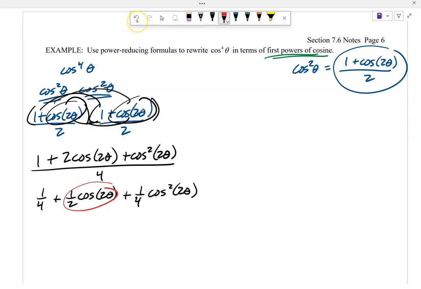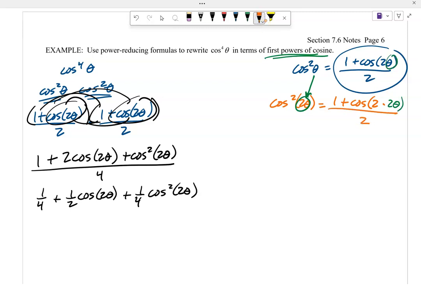But the problem is this one right here, cosine squared, right? It's cosine 2 theta quantity squared. So I'm going to have to power reduce that one as well. So cosine squared of 2 theta would be, according to the formula, 1 plus cosine of 2 times, but if you notice, my theta is 2 theta here. Right, that theta is being replaced with 2 theta there. So it's 1 plus cosine 4 theta all over 2.